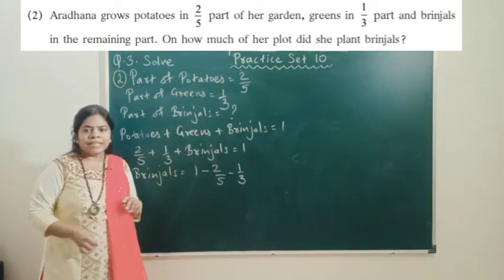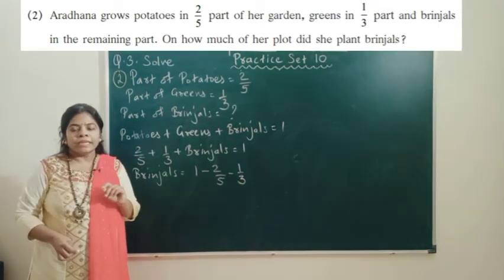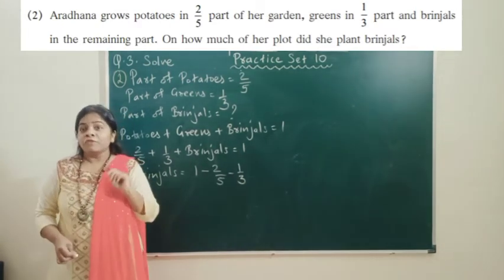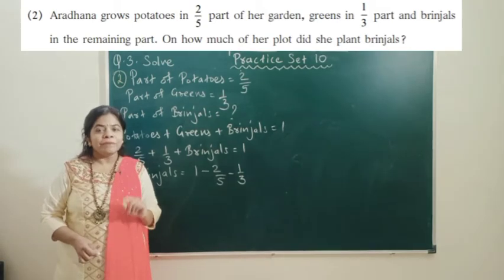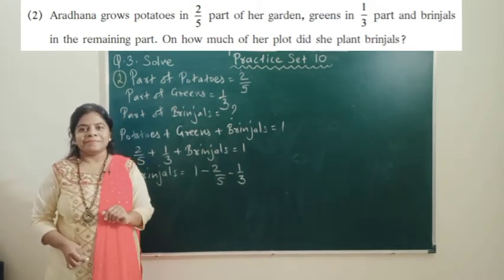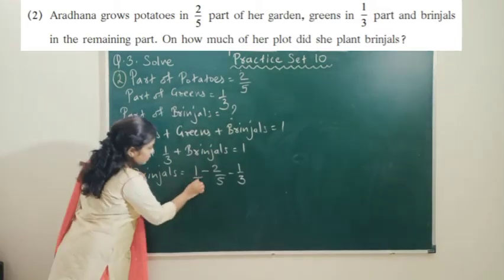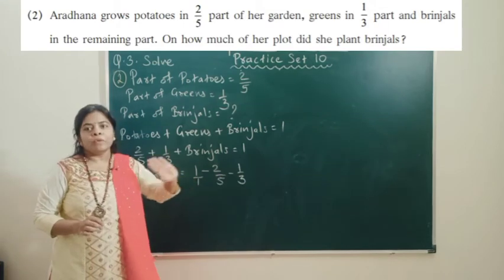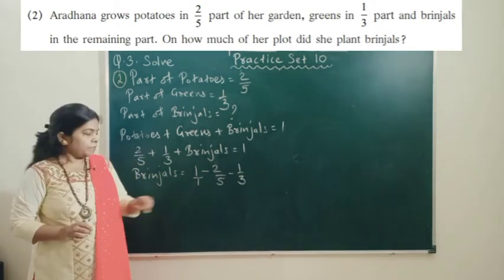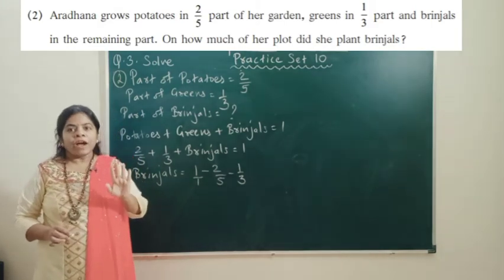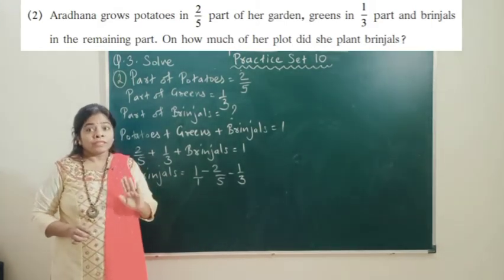This is not having any denominator. So children, we have seen in the earlier lessons also that if a fraction is not having denominator, we are going to consider the denominator as 1. So I will write the denominator as 1, so it becomes easy for me to calculate. All of them should have same denominator if I want to add or subtract them.